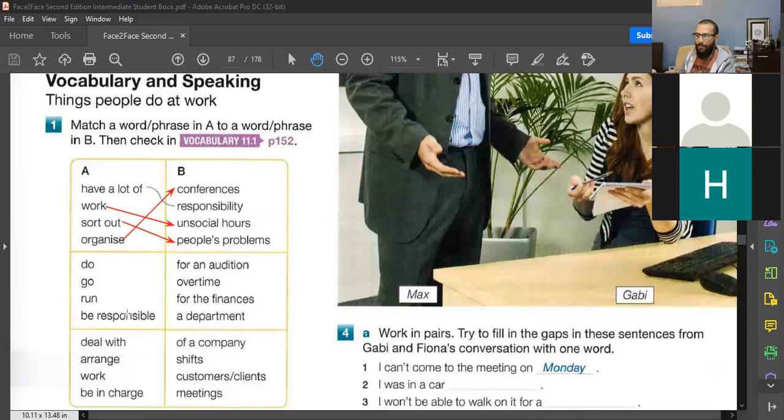Go for a fitness. No, for anxious. No. What about be responsible?